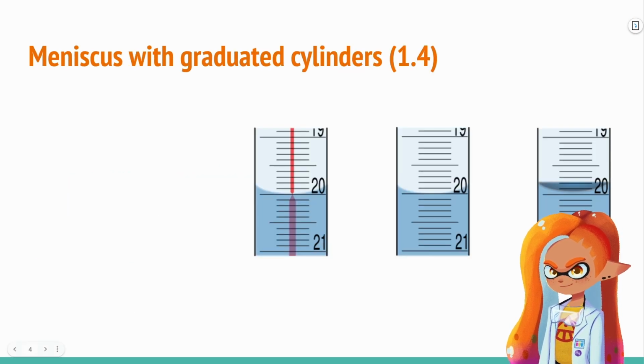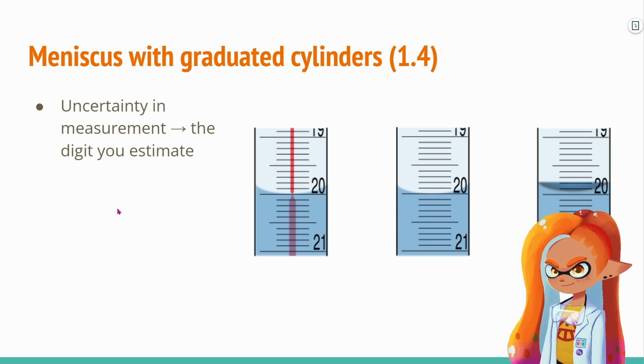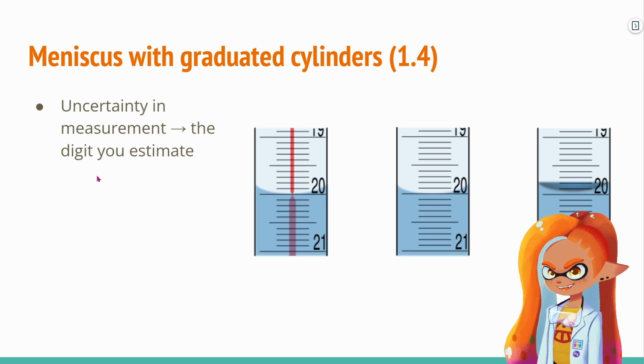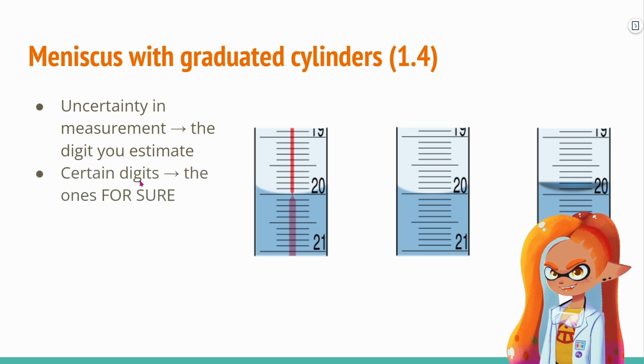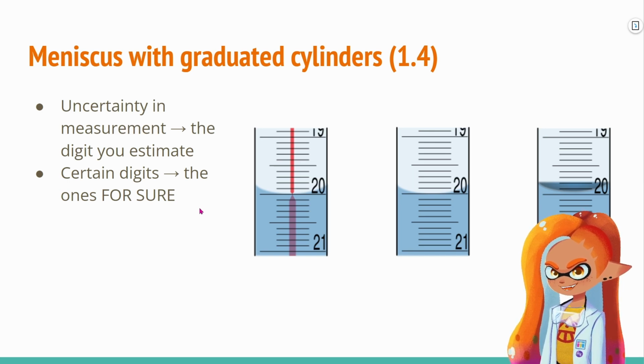Okay, so when you are measuring stuff, for example, on a graduated cylinder, you want to make sure you're looking at specific parts. There is uncertainty in your measurements. It is a digit you estimate, and I'll talk about that with the example here. There are digits you know for sure when you are measuring on a graduated cylinder or using any other equipment, but you need to make sure you also estimate.